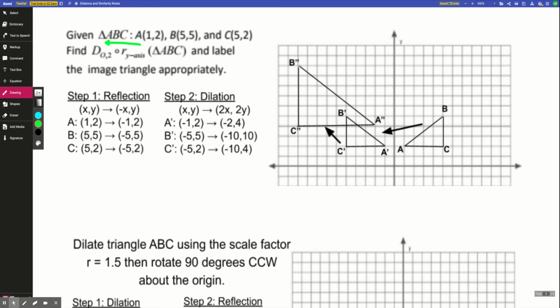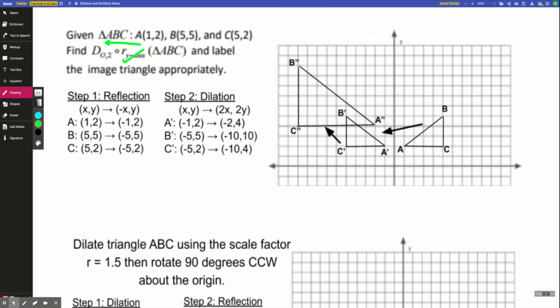Okay, so I took my original and I flipped it over the y-axis. So what that did is it made all of my x values negative. So (1, 2) became (-1, 2), (5, 2) became (-5, 2), etc. Okay, so that's step 1, right? So I did the reflection, check that off, and now I have to do the dilation.